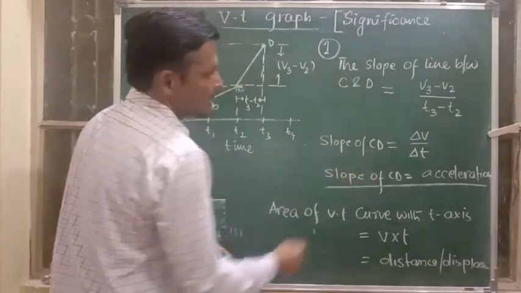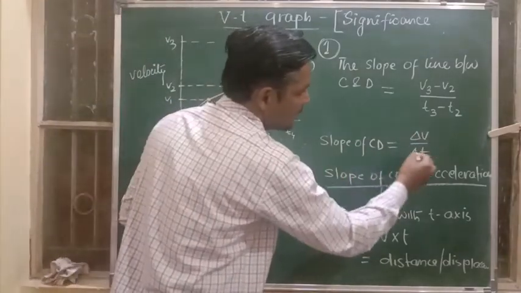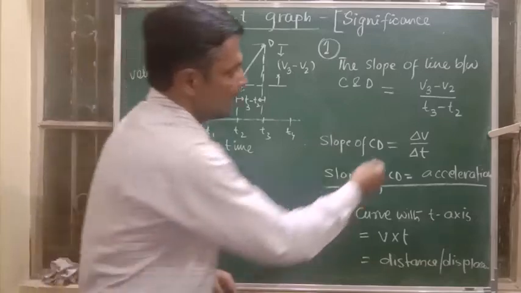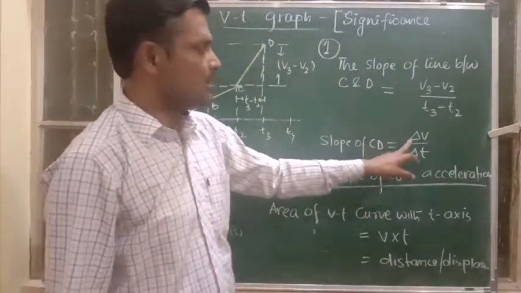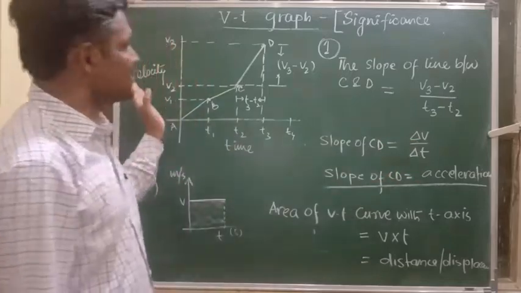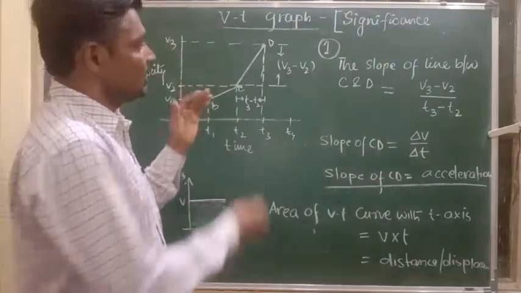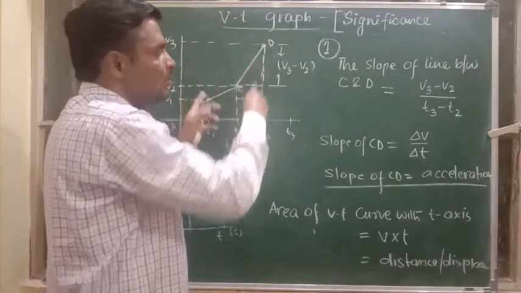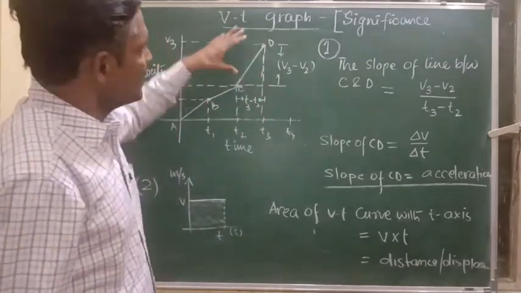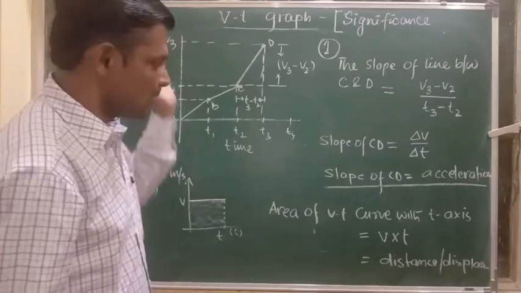So the slope of CD is the change in velocity divided by the change in time, and it is called the rate of change of velocity. And the rate of change of velocity gives acceleration. So in a VT graph, the slope of the graph at any instant, or between any 2 points, gives the acceleration of that object between these 2 points.